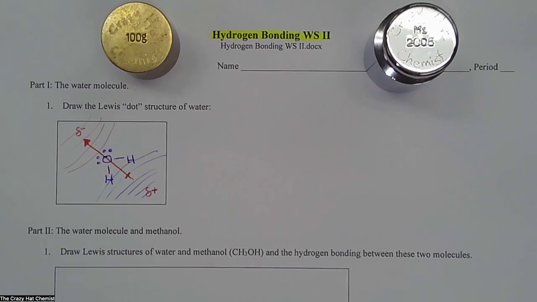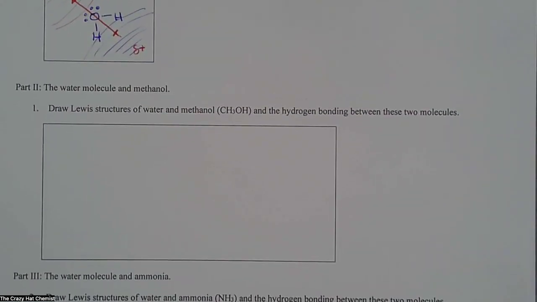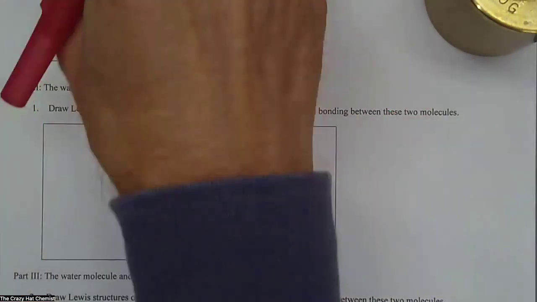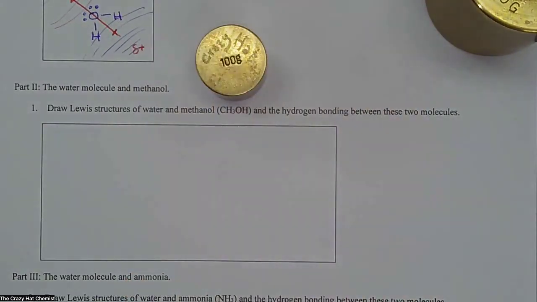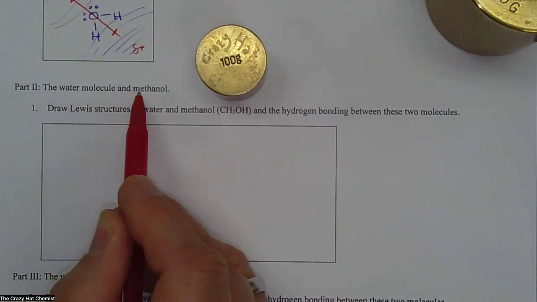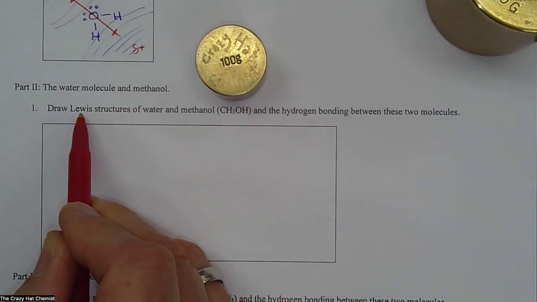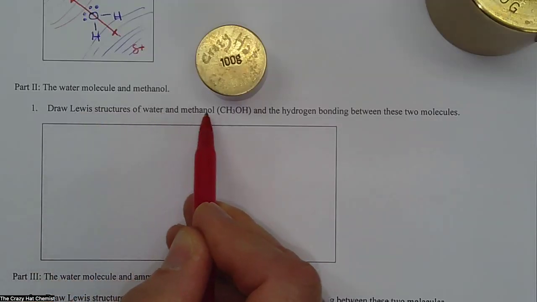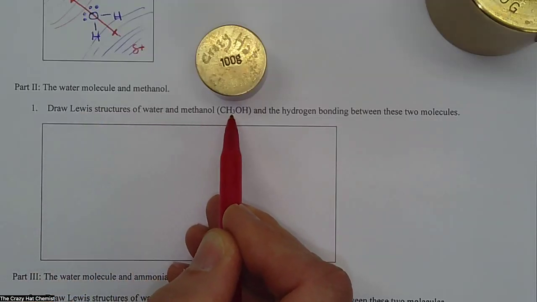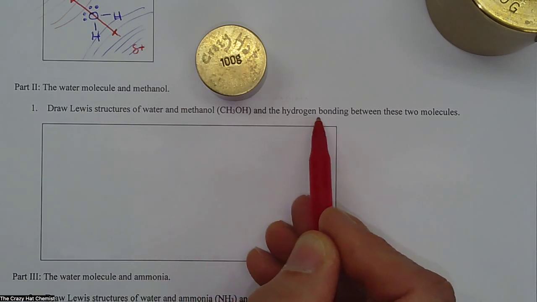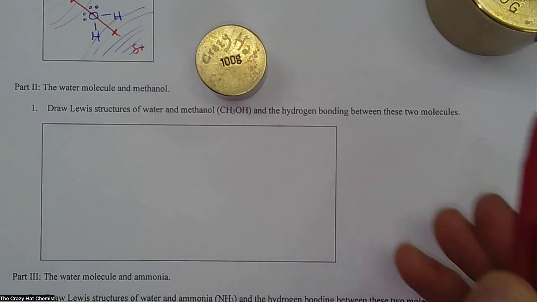All right, let's go on to part number 2. So we're going to scroll this on up here. Part number 2 is as follows: the water molecule and methanol. Draw Lewis structures of water and methanol. Methanol is CH3OH. And then show the hydrogen bonding between these two molecules.